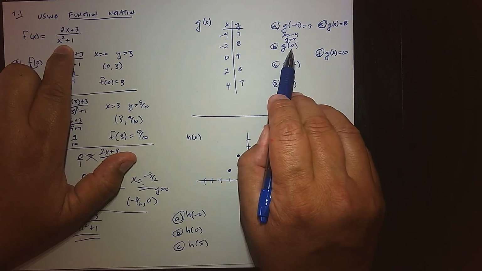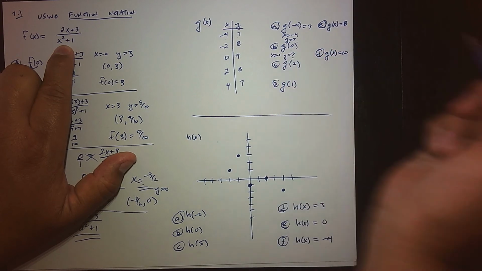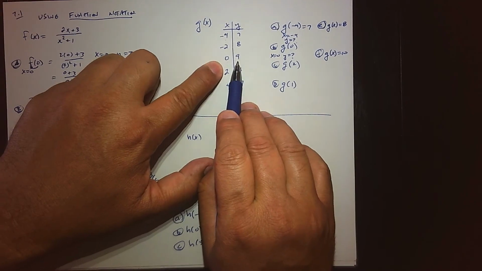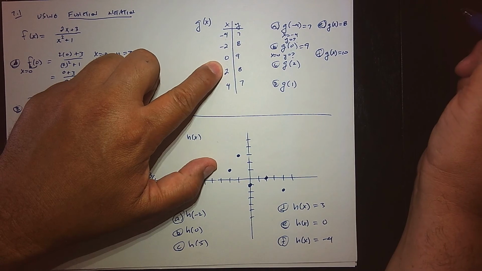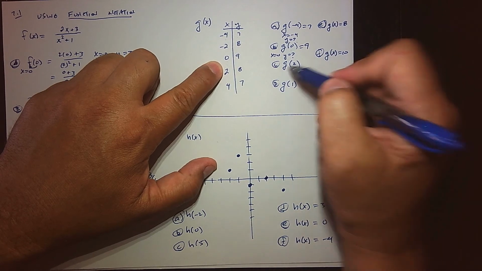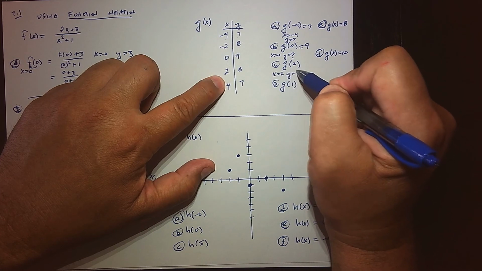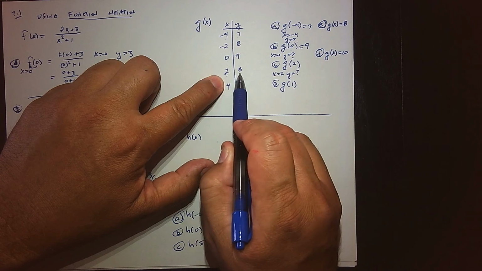g of 0, well, now I'm telling you x is 0 and asking you to find y. So we just go to the table, and there's 0, right? And it looks like the corresponding y value, the output, is 9. So g of 0 is equal to 9. g of 2, well, again, the input is 2, and I'm asking for what y is. What's the output? So I'll come to my table. Here's the 2. The output is 8.